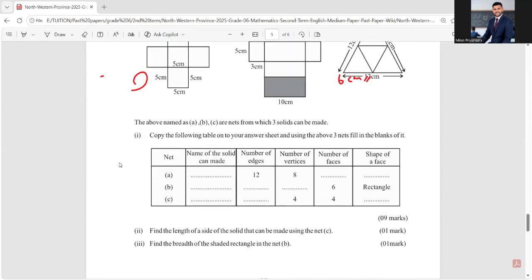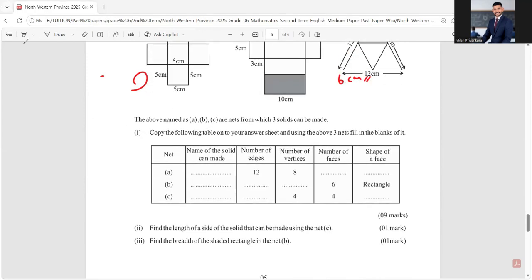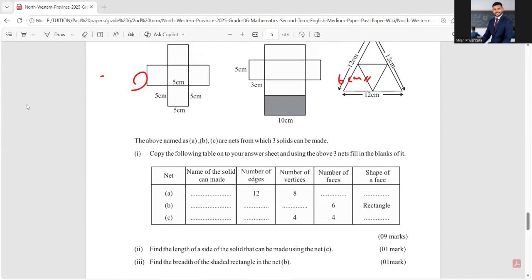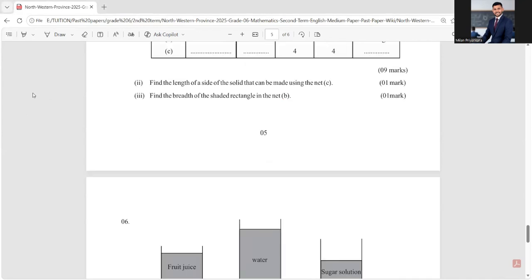Find the breadth of the shaded rectangle in the net B. Okay, shaded rectangle. This one, breadth should be 5, right? Because now this length has to be pasted with this. When you fold this and paste, you will understand. If you have done the practical, you'll understand it will paste on that edge. These two edges will be fixed together. They will meet, right? This edge will meet this one. And therefore, the breadth of that shaded part is going to be 5 centimeters, right?